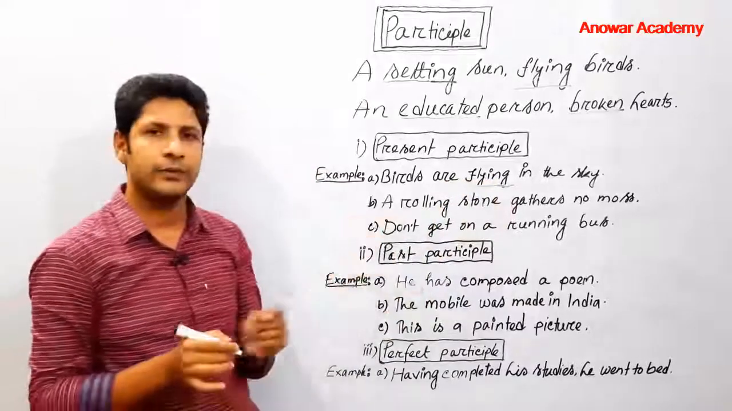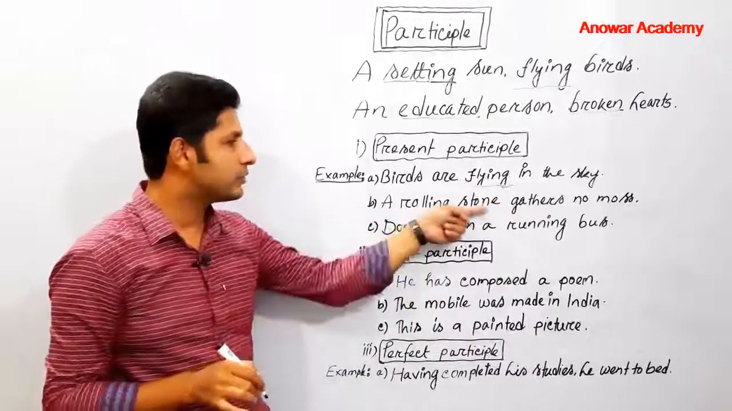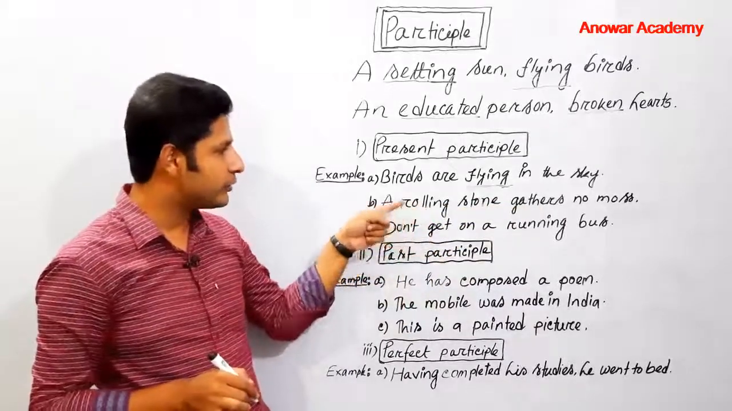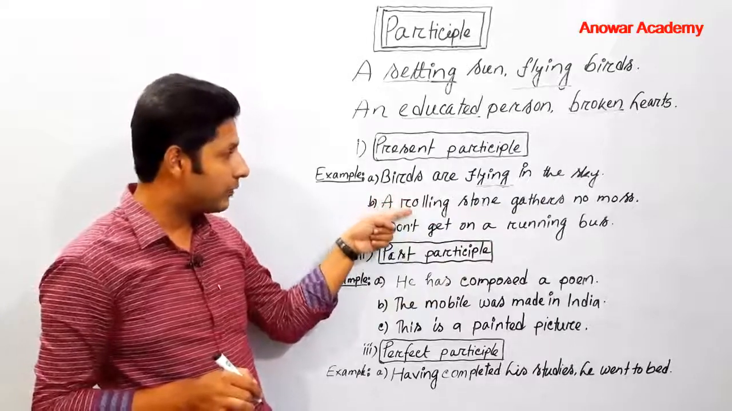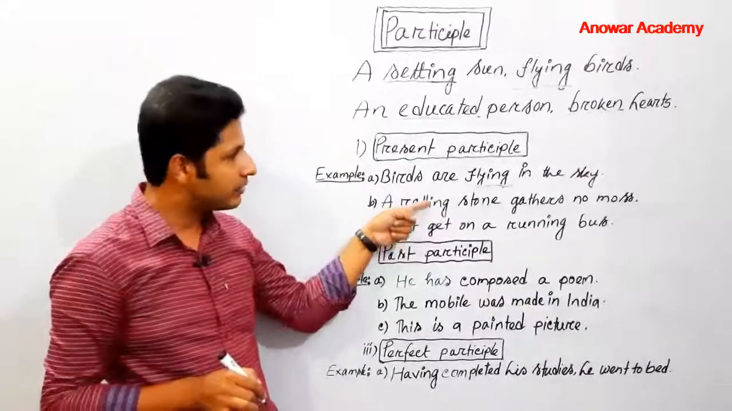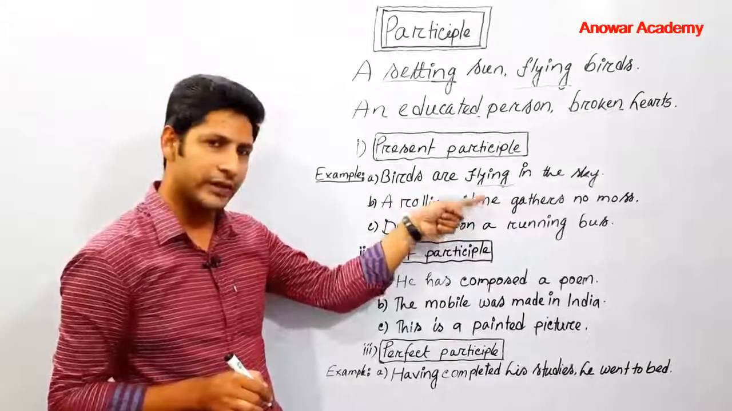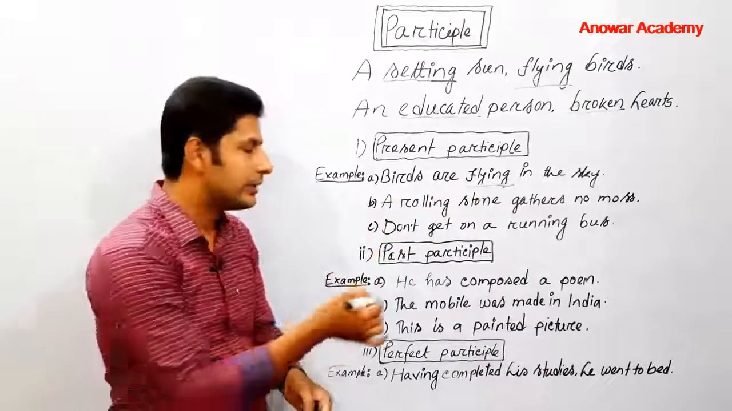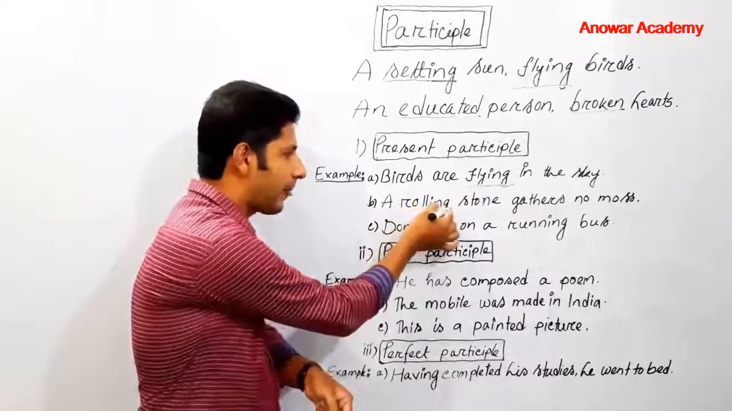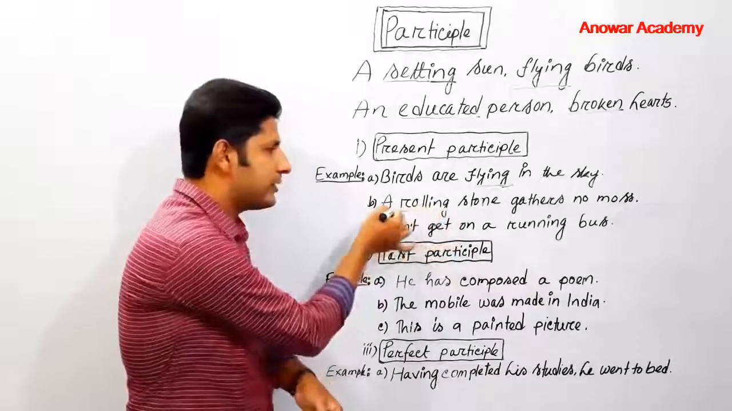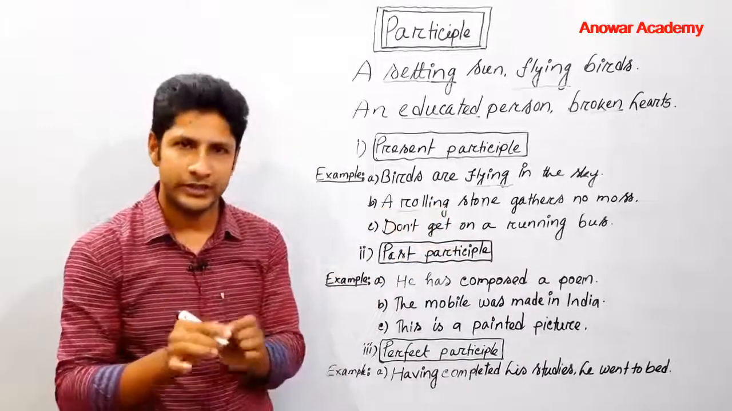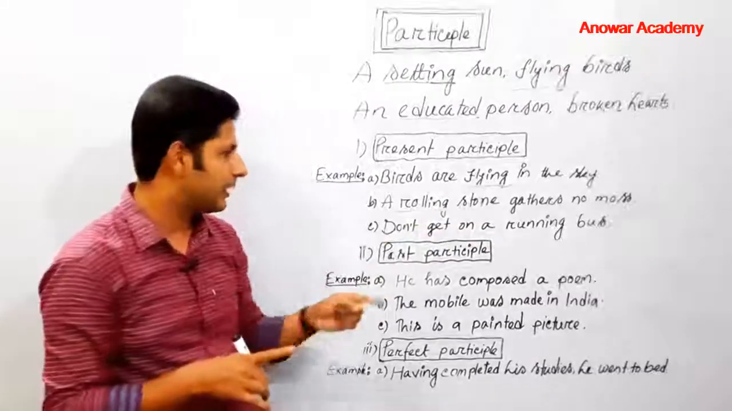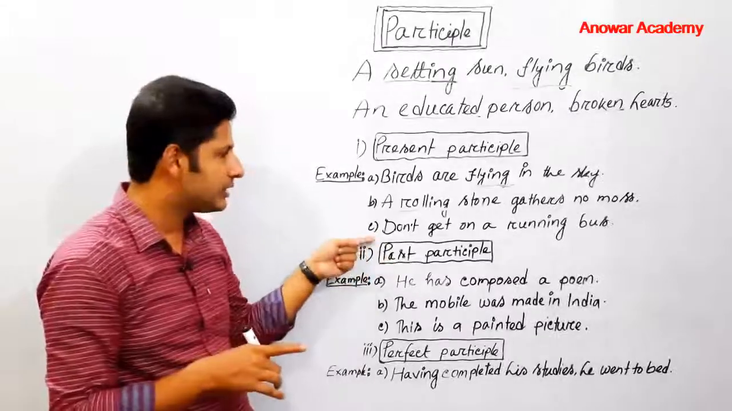In the second example, you can see a rolling stone gathers no moss. Here, ing is also used with the verb roll and it modifies the noun stone and therefore it functions as an adjective. So, this is called participle. You know, participle acts as an adjective if it is used before a noun. Let's now see the last example.